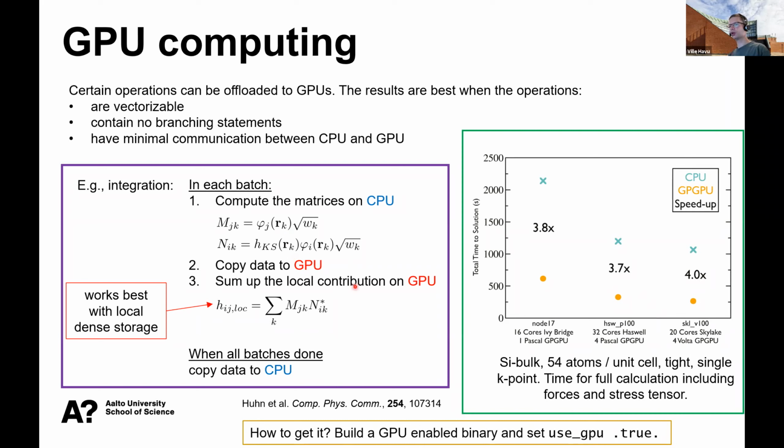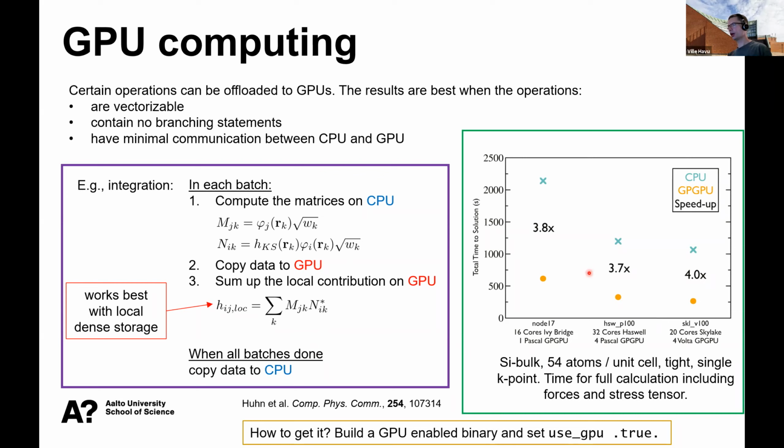You sum up the local contribution on GPU. Well, GPU is very good at basically doing the matrix product here. Again, it turns out that this works best with local dense storage. You can check Ville Havu's paper on that. Which means that use local index is actually the best option for GPUs. And when all the batches are done, you just copy the data back to CPU, and then the CPU feeds it to the eigenvalue solver, and the story goes on.